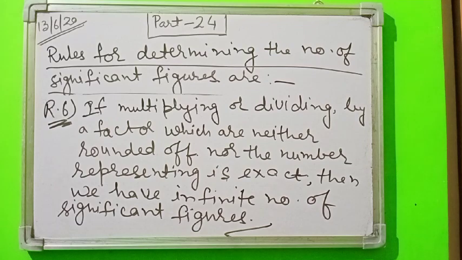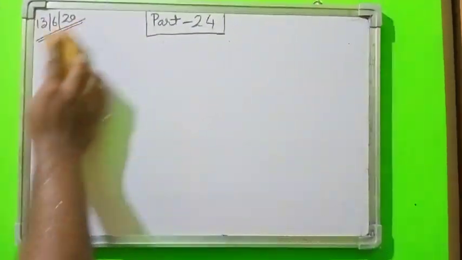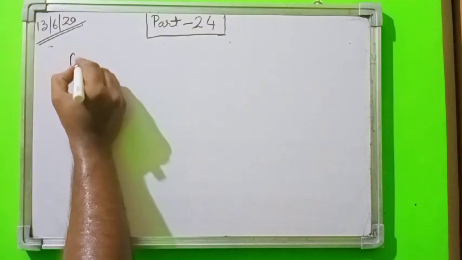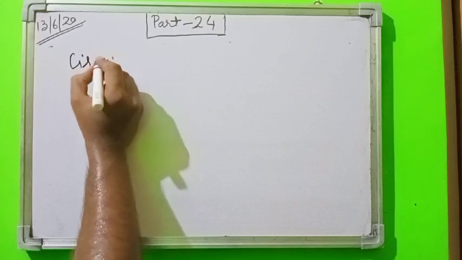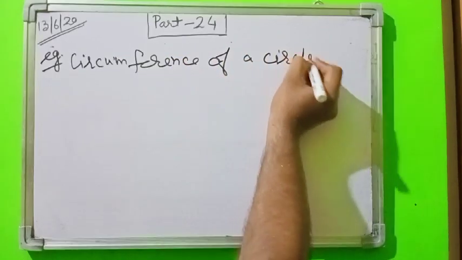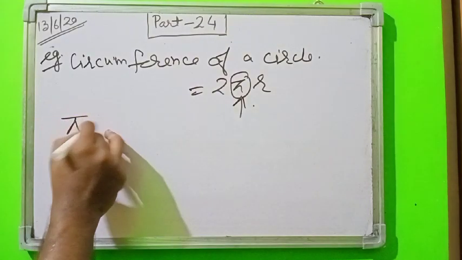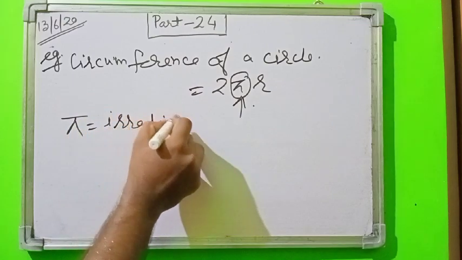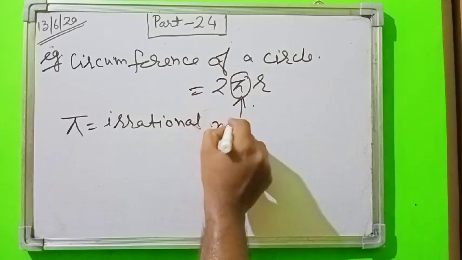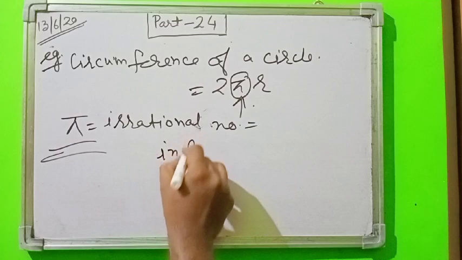We have an infinite number. Suppose we are finding the circumference of a circle, 2 pi r. Here we are multiplying with 2 pi. And pi is what? Pi is an irrational number whose value is not fixed and it cannot be rounded off. So it has an infinite number of significant values.